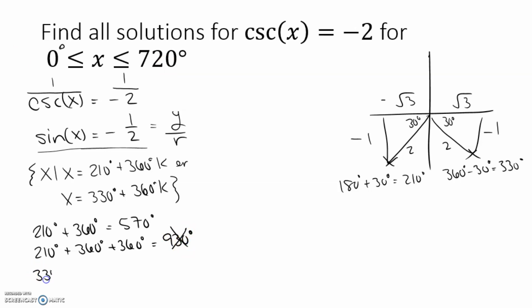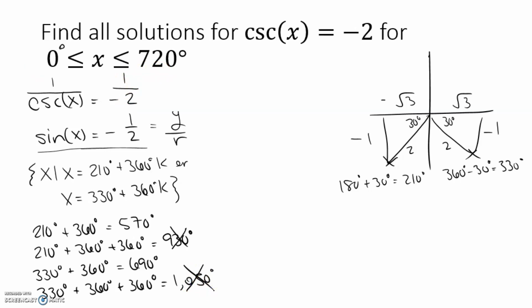Then if we take 330 plus 360 just one time, that would give us 690, which is within that range, so that's fine. And if I take 330 and add 360 twice, that's going to give me 1050 degrees, which is outside of 270, so that angle won't work. So the only angles that work are the 210, the 330, the 570, and the 690.